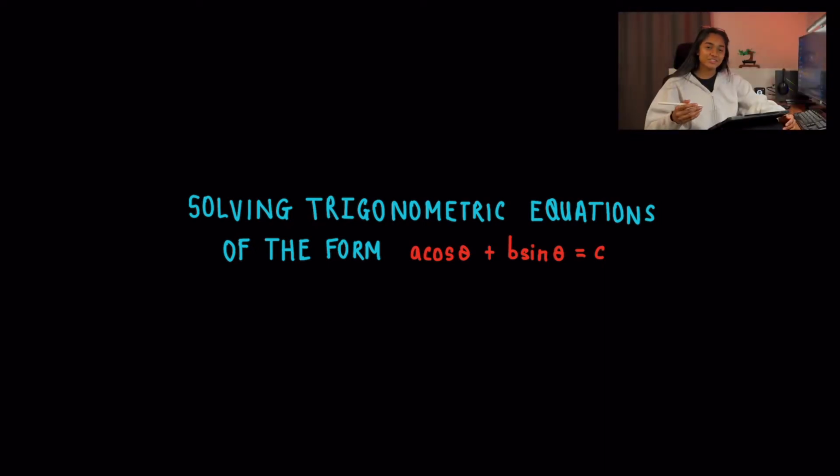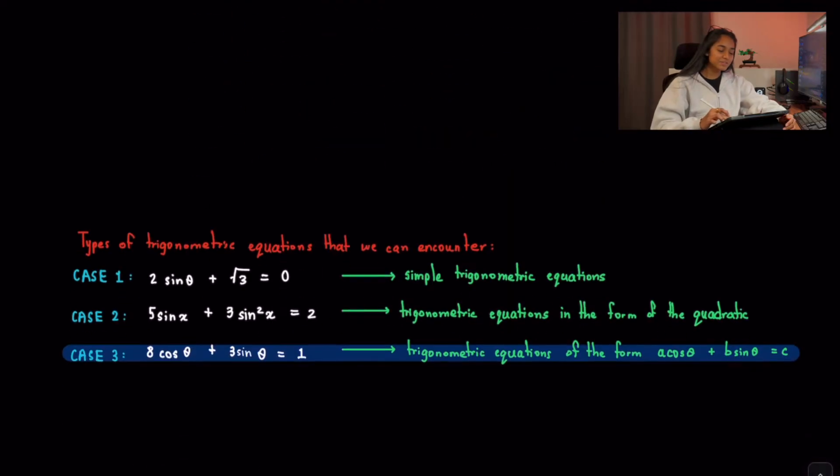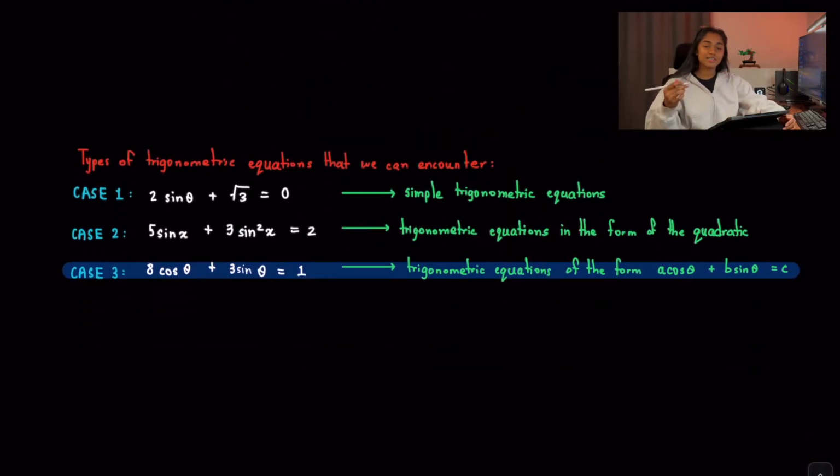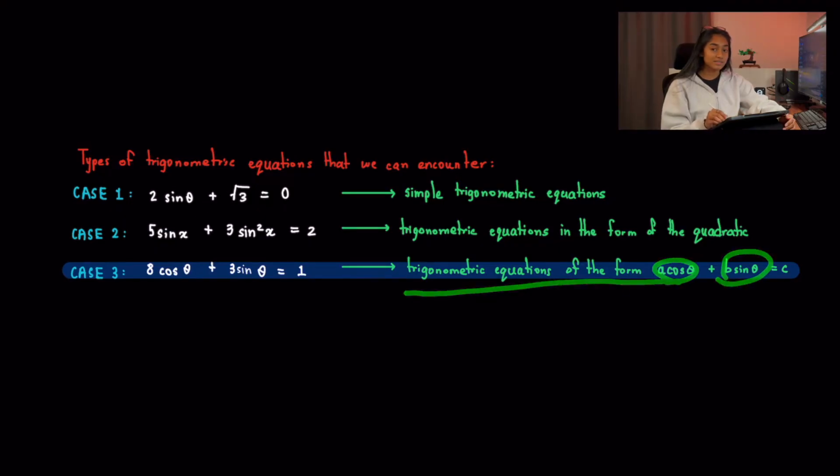Solving trigonometric equations in the form a cos theta plus b sin theta is equal to c. In the previous video, we went through case 1 and case 2 of the 3 cases that we can typically encounter in the exam. The first case being simple trig equations, the second being in the form of a quadratic, and the third and final case that we'll be focusing on in this video is in the form a cos theta plus b sin theta is equal to c.